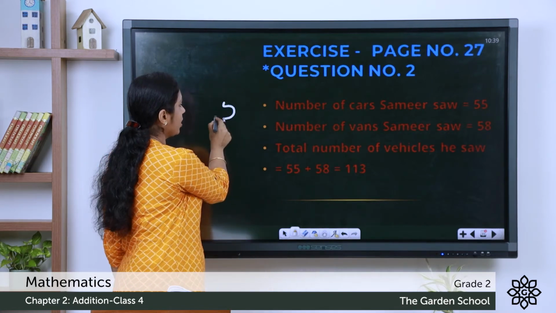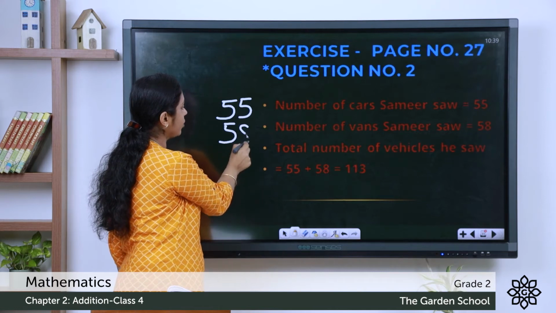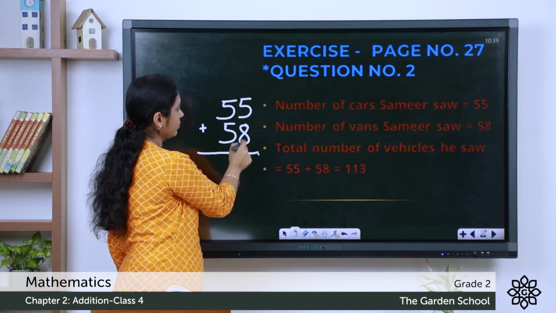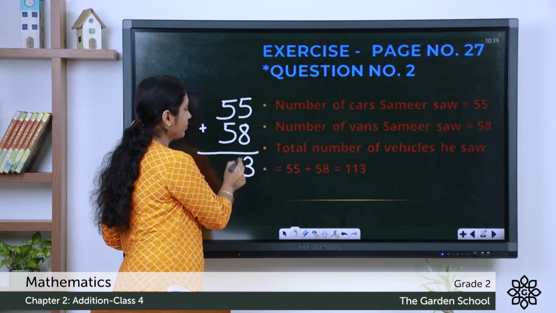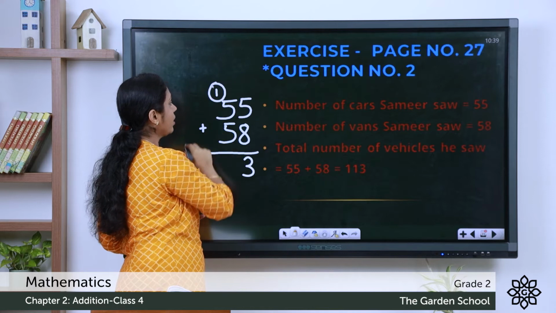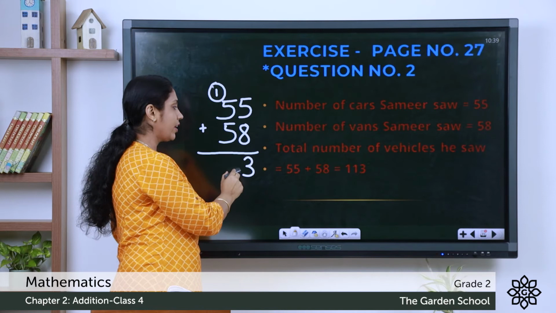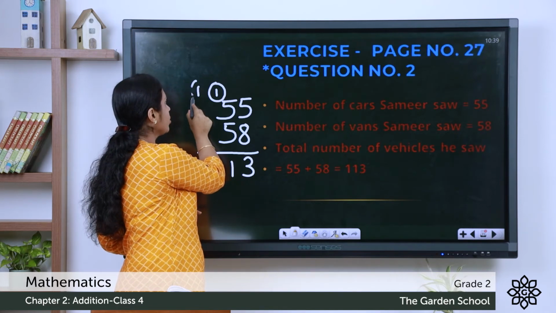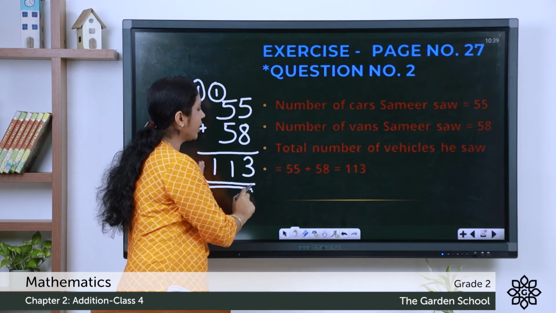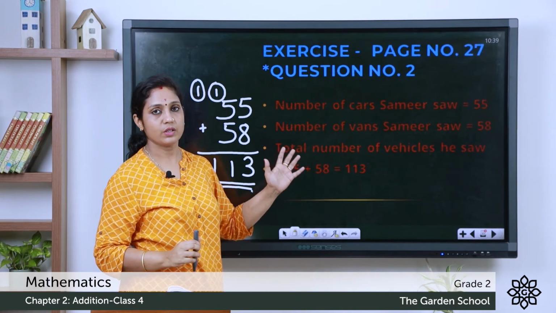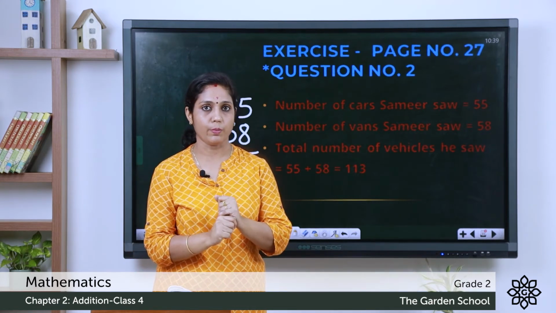Do it in the space provided for the working column. 55 plus 58. So 5 plus 8 is 13. Write 3 here and carry 1 over to the tens place. 1 plus 5 is 6, 6 plus 5 is 11. Write 1 here and carry 1 to the hundreds place, and write this 1 down with the answer, and you get 113. So this is the way to write steps for a word problem. So read the question properly.